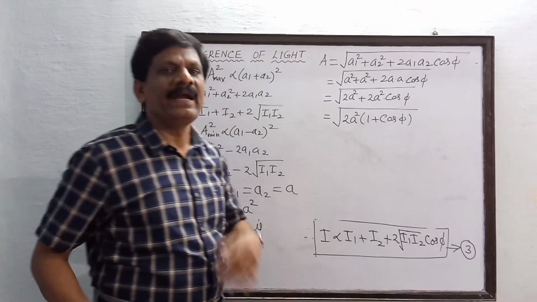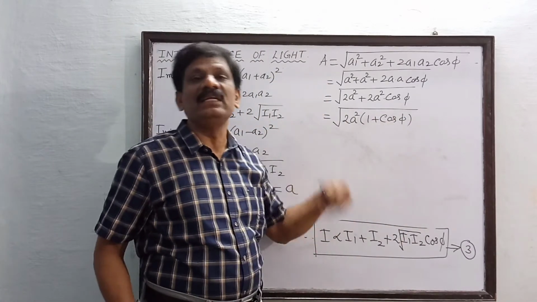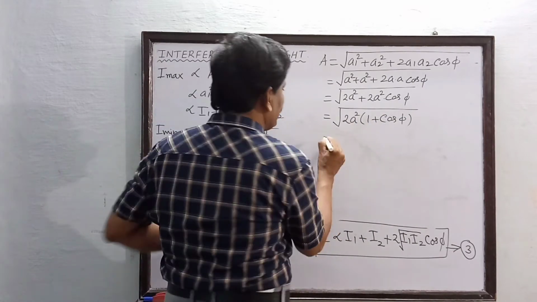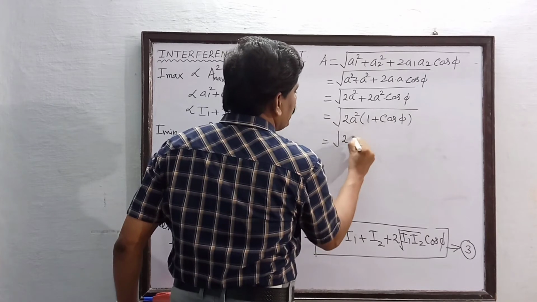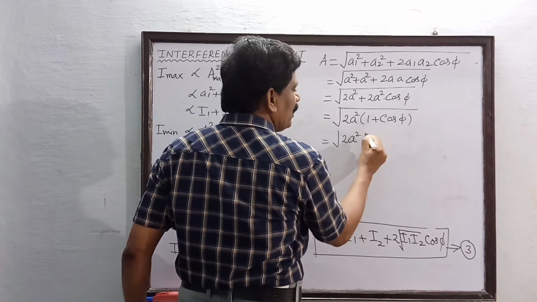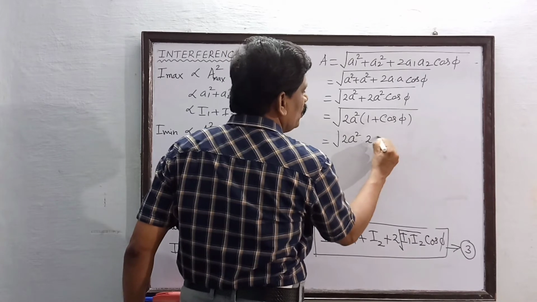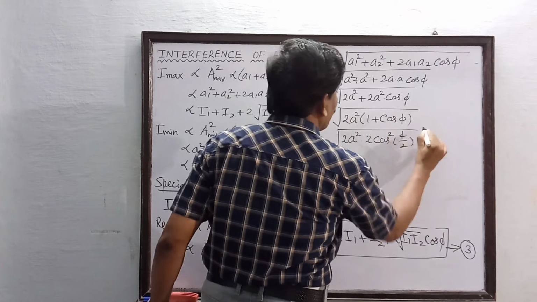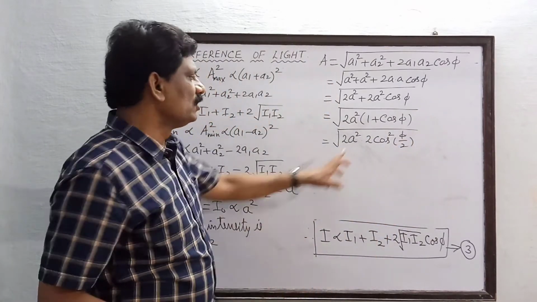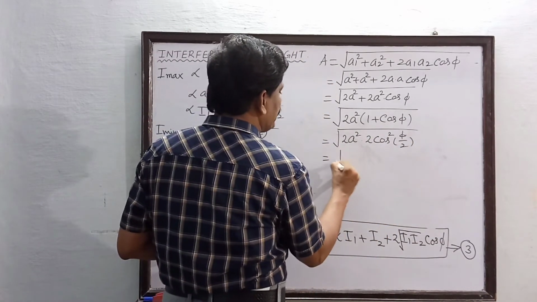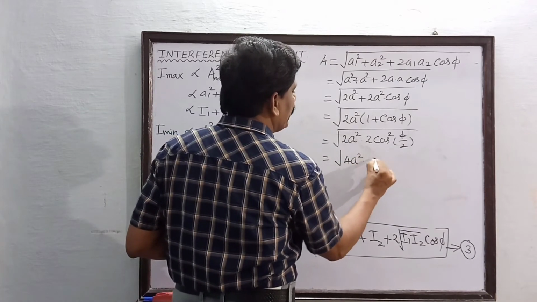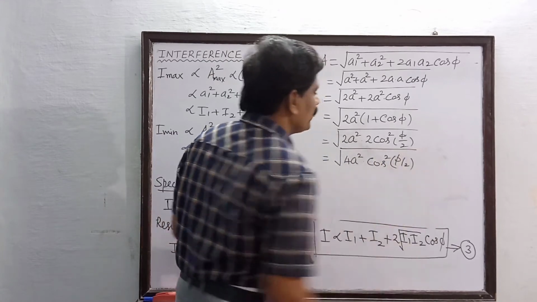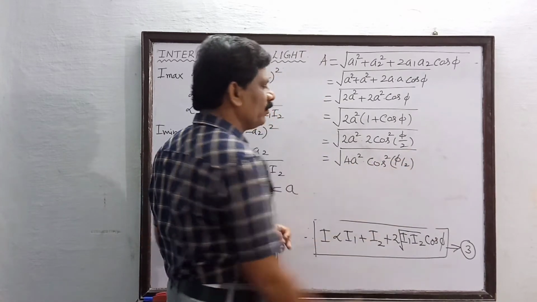Now the trigonometric identity we have studied: 1 plus cos theta is equal to 2 cos square theta by 2. So 1 plus cos phi can be reduced like that. So 2A square into 1 plus cos phi is equal to 2A square into 2 cos square of phi by 2. So 2 into 2 will become 4A square. So this is equal to square root of 4A square cos square of phi by 2. I have used the trigonometric identity and got this.